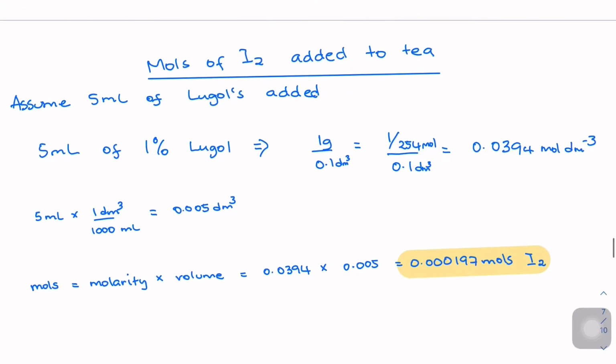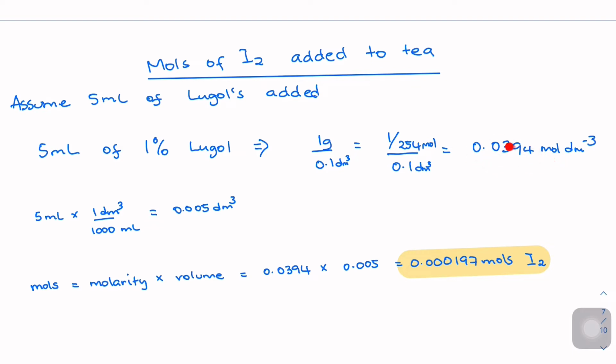Okay guys, so I'm gonna show you how to do the calculations for the amount of caffeine from the experiment that we did. I'm gonna assume a few things here. Let's assume that we used 5 milliliters of the Lugol solution that we have. So this first part here, you don't really have to determine the concentration of Lugol in your write-up.